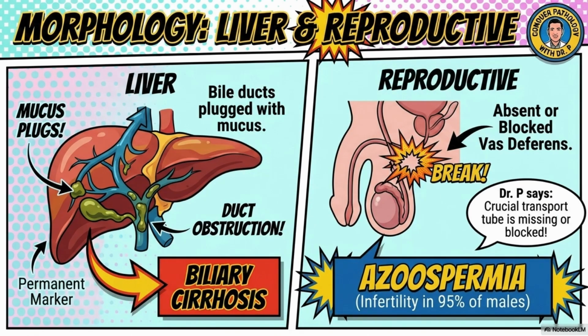Moving on to the liver and reproductive system. In liver, the bile ducts get plugged with mucus, leading to biliary cirrhosis. Reproductive. This is crucial. The vas deferens is often absent or blocked. It results in azoospermia. This causes infertility in 95% of males with cystic fibrosis.